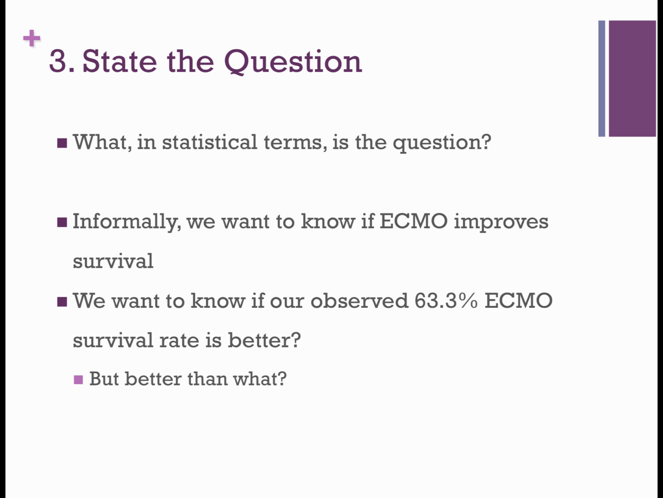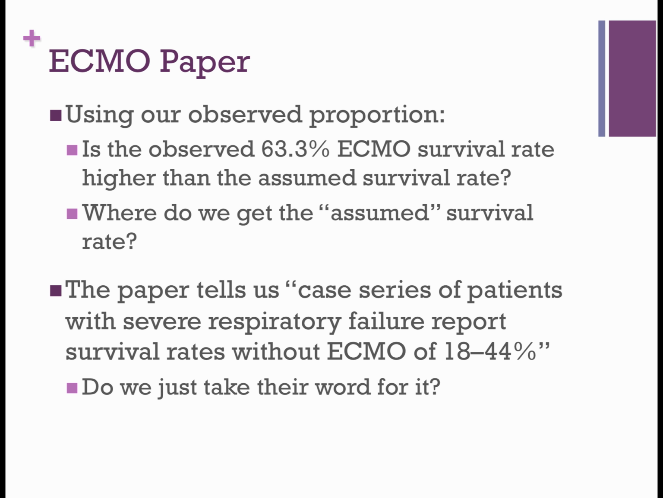We have a general question about if ECMO improves survival, and we know now that we observe 63.3% ECMO survival rate. But is our observed 63.3 better? Better than what? What are we going to compare it to? In the ECMO paper, they tell us from a case series of patients with severe respiratory failure that survival rates were 18 to 44%. Do we just take their word for it? Do we go out and look up other ECMO survival rates? And the answer is a little bit of both.